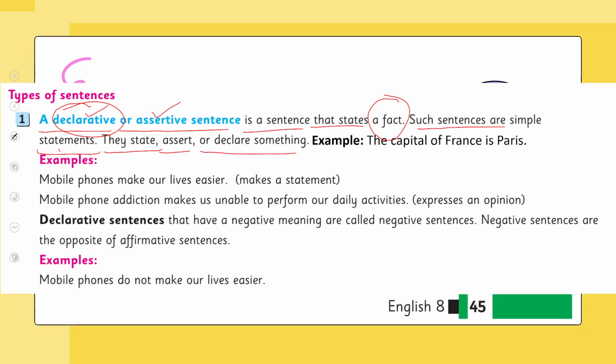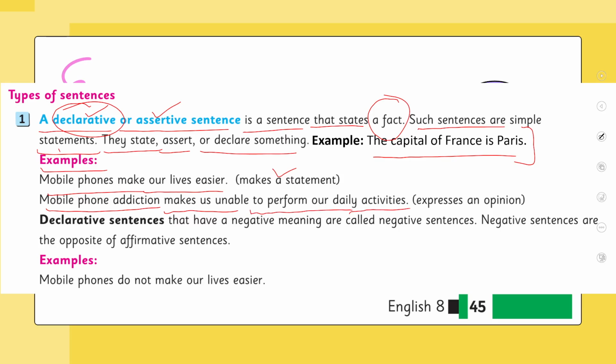For example, the capital of France is Paris. Now, this is a fact and this is a declarative sentence. More examples are: mobile phones make our lives easier. Now this is making a statement. This is positive and simple. Another example can be: mobile phone addiction makes us unable to perform our daily activities. Now this is an opinion. Another person can differ from it, but this also falls under our assertive sentence.